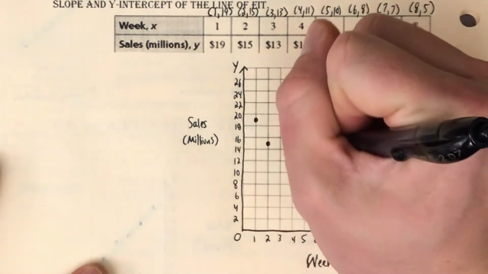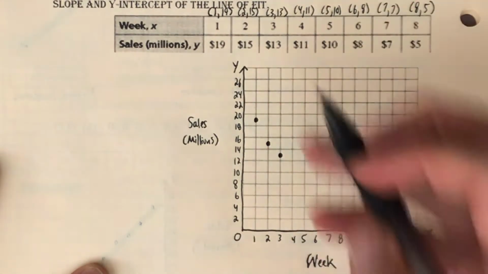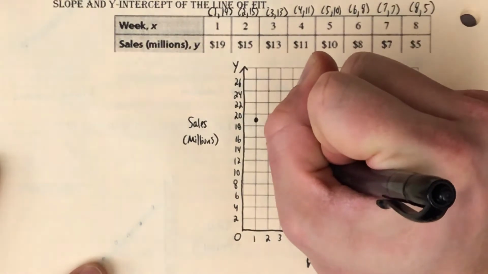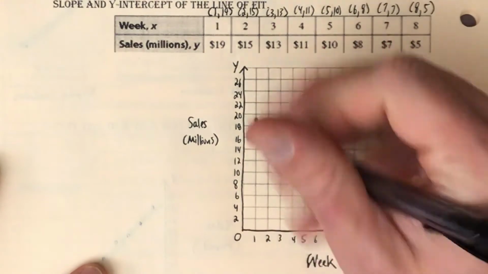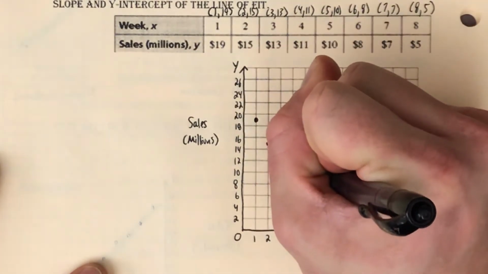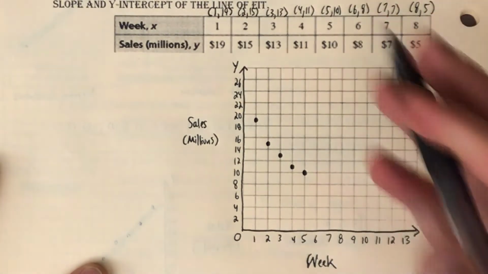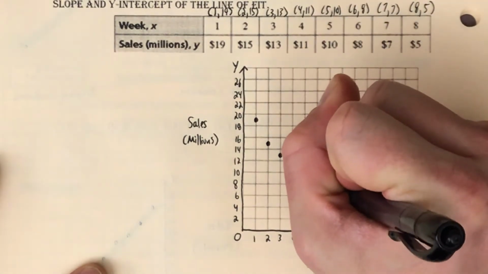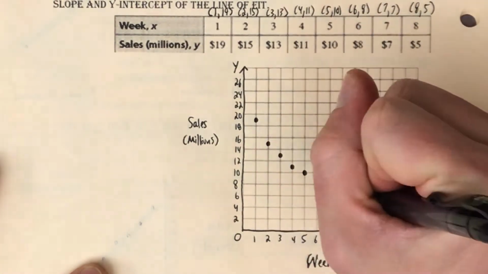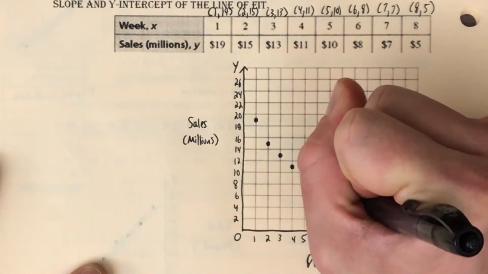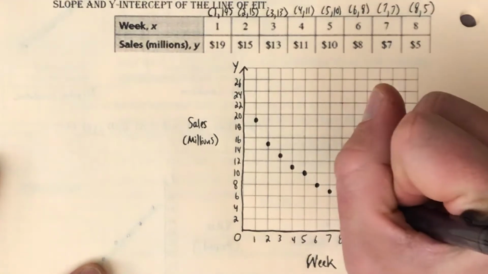3, 13, same thing happening again. 4, 11, right 4 up to 11. Same thing, haven't hit a line yet for the y, but that's okay. 5, 10, right 5 and up to 10. There's my first line on the y-axis that I hit evenly. 6, 8, so right 6 and up to 8. 7, 7, so right 7 up to 7. And 8, 5, right 8 and up 5.